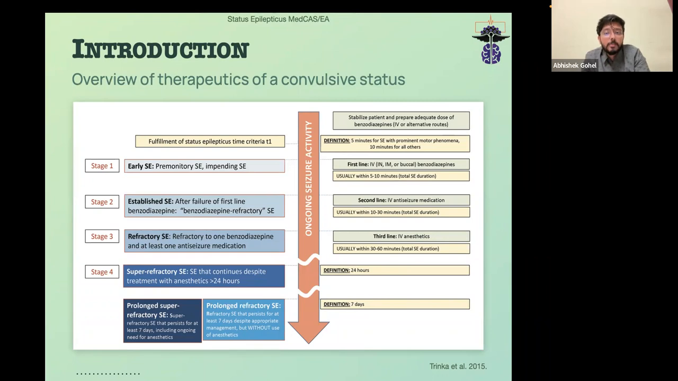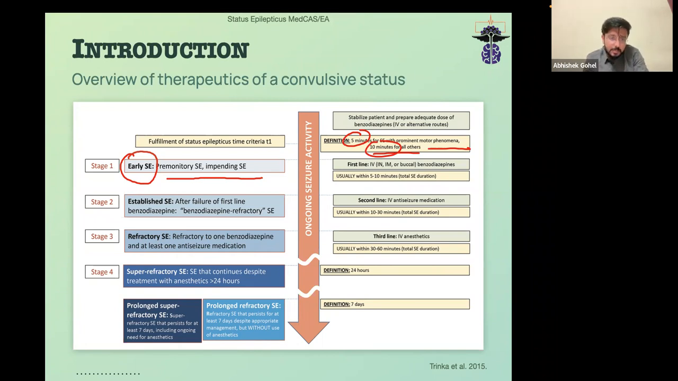This is the overview of the therapeutics of convulsive status, as we can see over here. This is stage 1, that is premonitory status epilepticus or an impending status epilepticus. That means the patient has just come to casualty with an ongoing seizure-like activity. If it is motor phenomenon, the time is 5 minutes, and if it is non-motor phenomenon, the time will be 10 minutes. So we have some laxity over here in non-motor, but that laxity is only for 5 minutes.